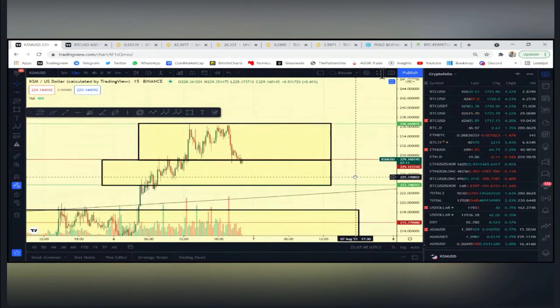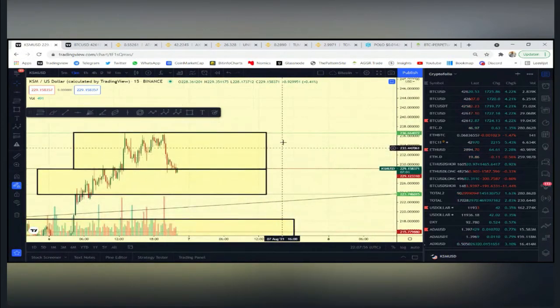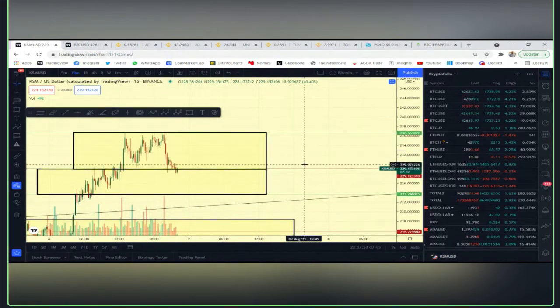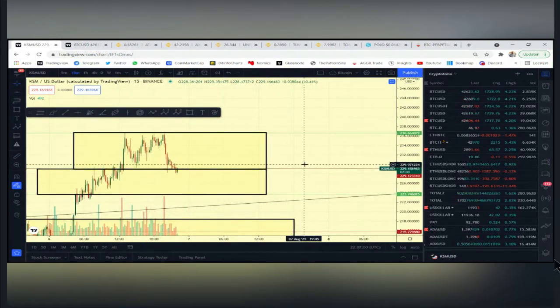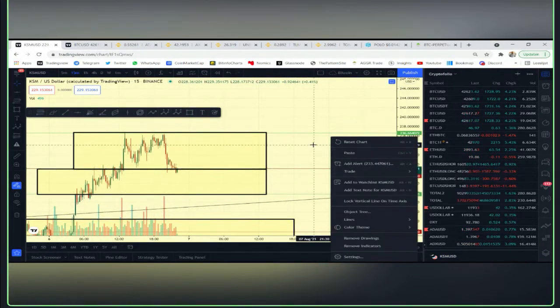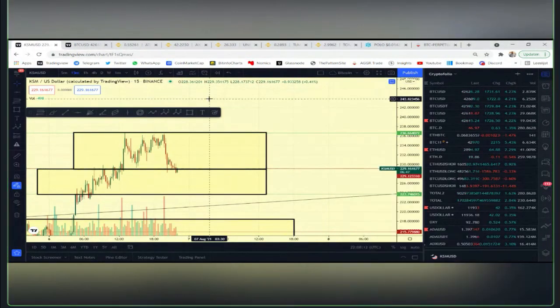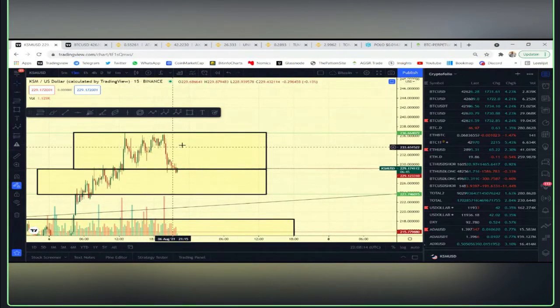So how do you define a trading range? How do I find a trading range? What constitutes a trading range? Can you repeat the last one? How do I know that it's a trading range? How do I see that? Well, you draw support lines.